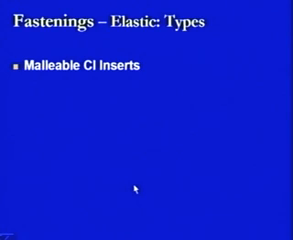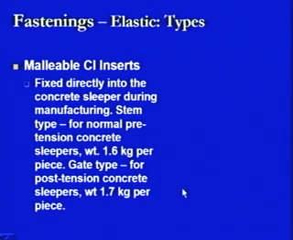Then the malleable CI inserts are fixed directly into the concrete sleepers during manufacturing itself, and they are of two types. One is the stem type, another is the gate type. The stem type is for normal pre-tensioned concrete sleepers, whereas the gate type is used for post-tensioned concrete sleepers. In the case of the stem type, the weight is 1.6 kg per piece, whereas the gate type weighs 1.7 kg per piece. That is the difference between the two types of inserts available to us, as they are used for different types of concrete sleepers.